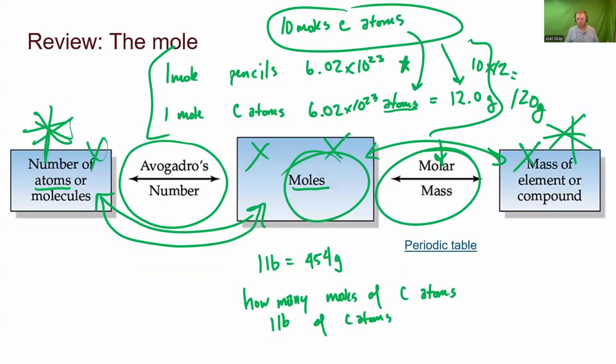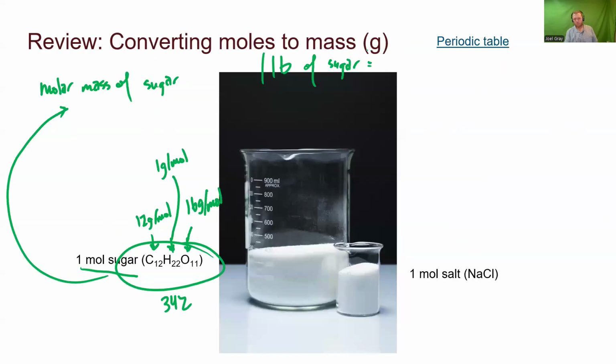Thinking back to this, how many grams is 1 pound of sugar? Well, 1 pound of sugar is going to be 454 grams of sugar. Because if I have 1 pound of Doritos, what's the mass of 1 pound of Doritos? 454. That's a definition. It's kind of like a mole. If I had 1 mole of Doritos, I'd have 6.02 times 10 to the 23rd Doritos.